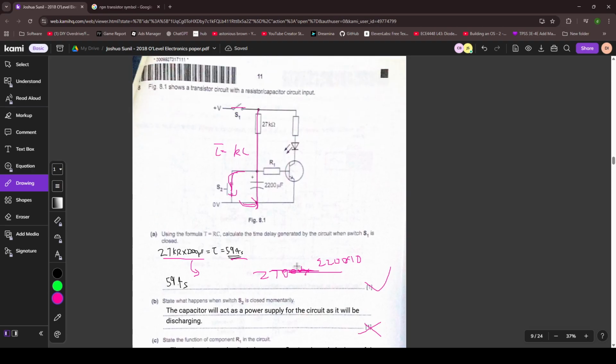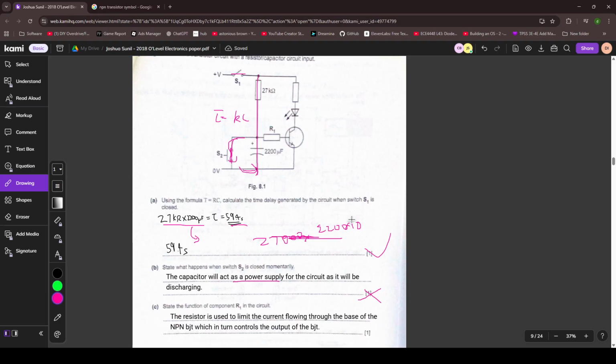The correct thing to say is that also you can't really say that it acts as a power supply. Technically it does, right? But this is not the keyword that the markers are looking for. What the markers are looking for is you say when the switch is closed, the capacitor is shorted to itself and starts discharging. That's all you have to say. Okay, so the capacitor is shorted to itself and it starts discharging. State the function of component R1.